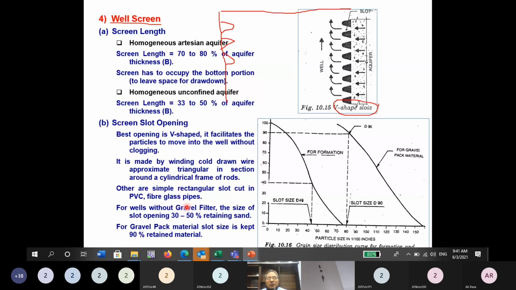For wells without gravel filter, the size of the slot opening should be 30 to 50% retaining sand. If we are not providing the gravel filter, where is it not needed? It is not needed in rocky areas, okay? But if it is alluvial, then we have to provide the gravel filter. And for gravel pack material, slot size is kept at 90% retained material. Whatever the 90% retained material is, the screen size will be 90% of the retained material.